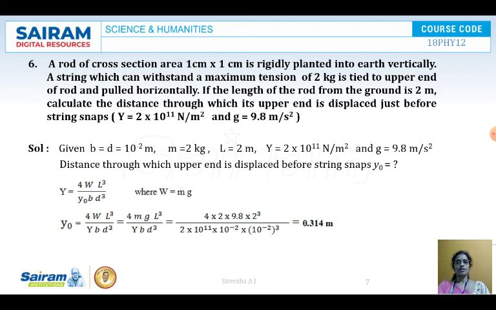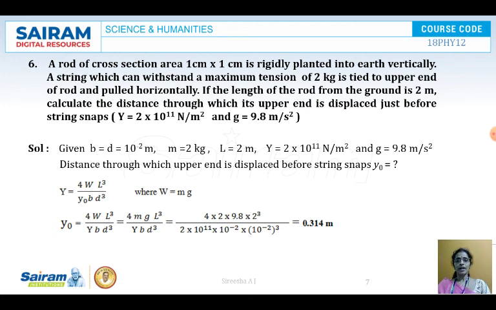Now here what is given is the rod of cross-section area 1 into 1. That means breadth into depth, L into B is given as 10 to the power of minus 2 meters. 1 centimeter means it is 10 to the power of minus 2 meters. And M is given as 2 kgs, L is given as 2 meters. Here the length is 2 meters and Y is given as 2 into 10 to the power of 11 Newton per meter square and g is given as 9.8 meters per second square.